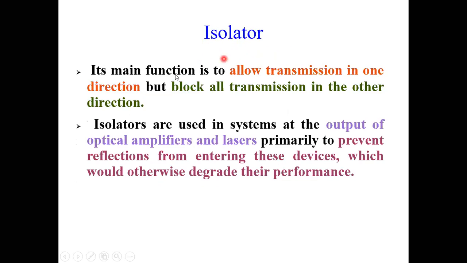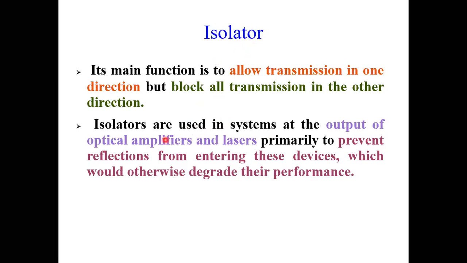Okay, now continuing with isolator. So what is an isolator? If I tell you to define isolator, the definition is already there. An isolator's function is to allow transmission in one direction, but it blocks the transmission in the other direction. So it is isolating, it is blocking the transmission. If I don't want the transmission in a particular direction and I want it only in a certain direction, then I will use a device which is called an isolator.